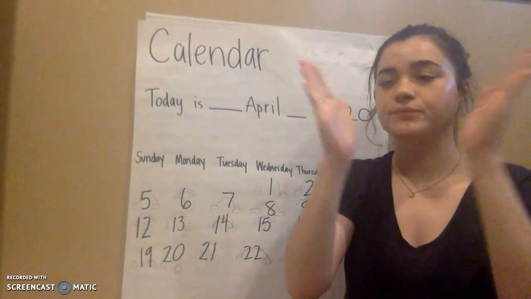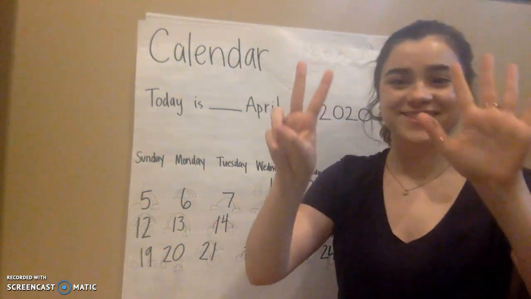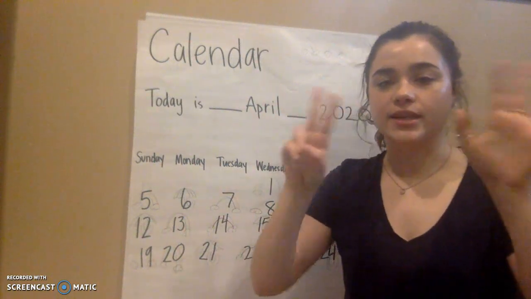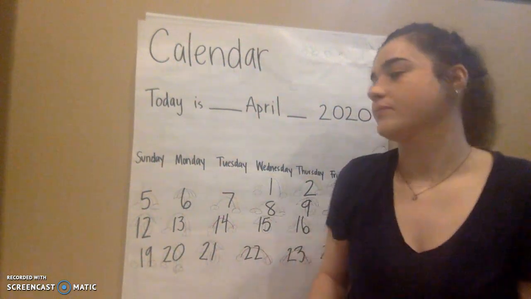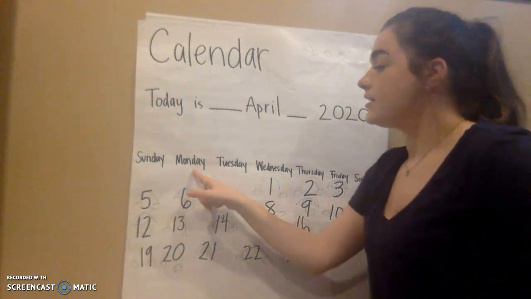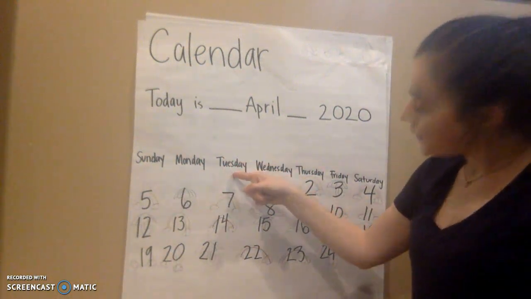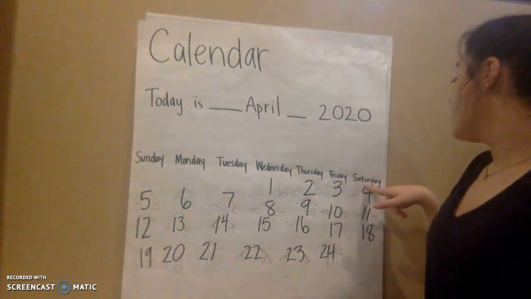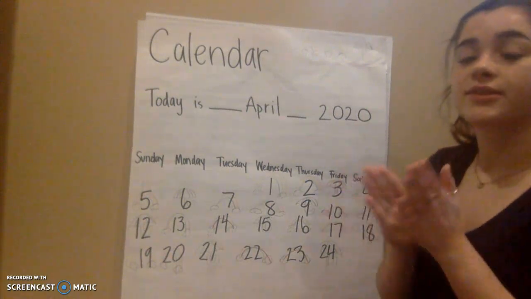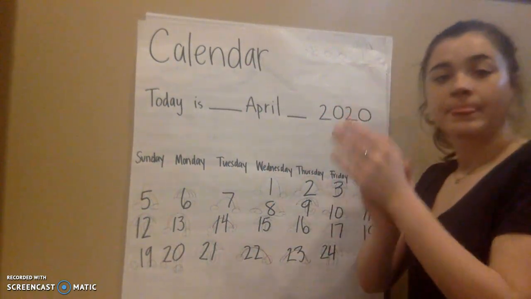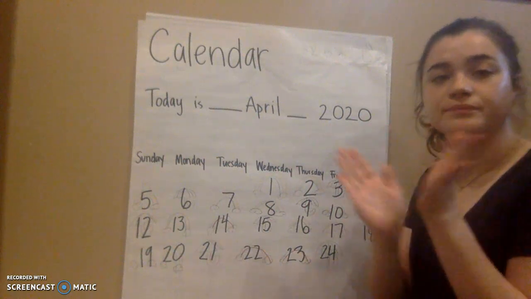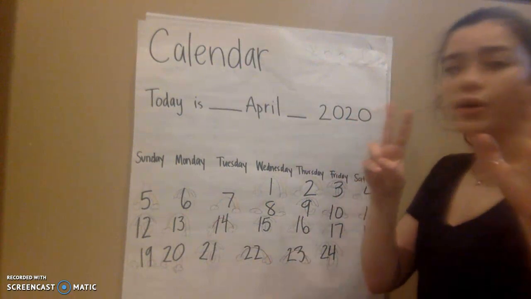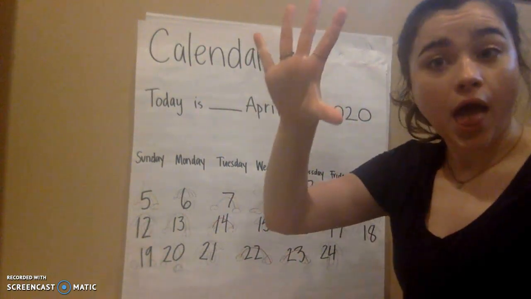7 days, 7 days, 7 days, 7 days in the week. Sunday and Monday, Tuesday and Wednesday, Thursday and Friday, then Saturday. 7 days, 7 days, 7 days, 7 days in the week.